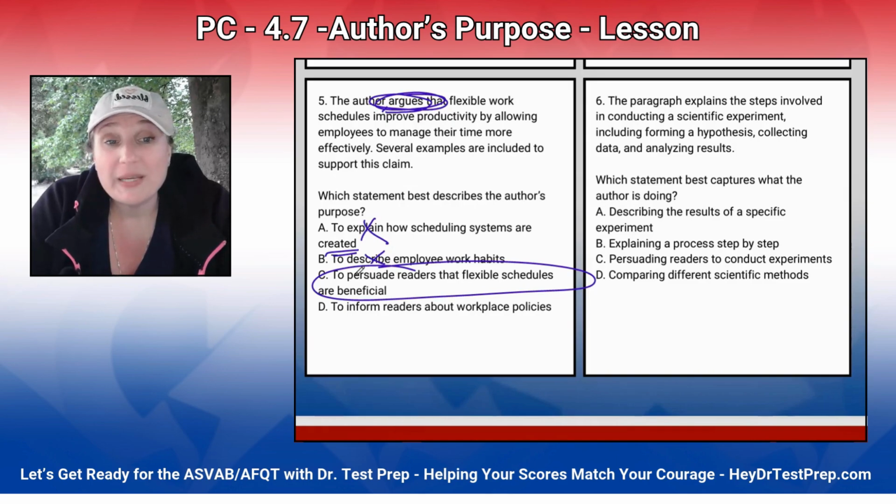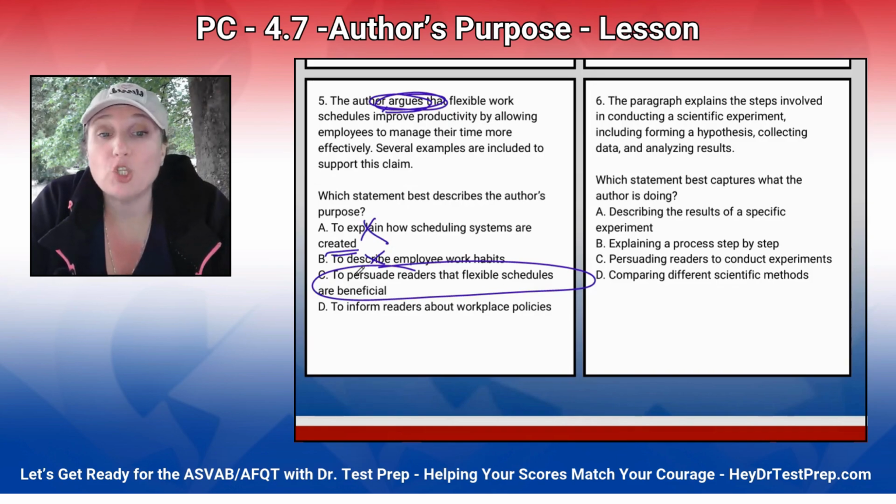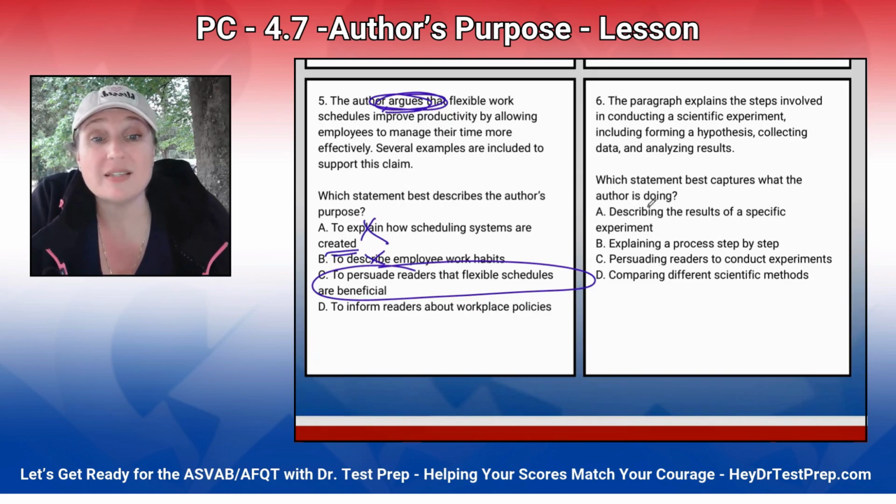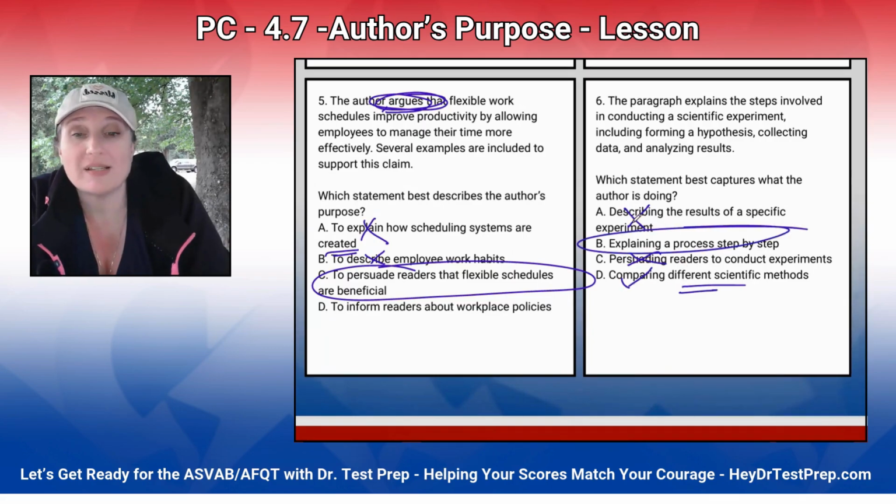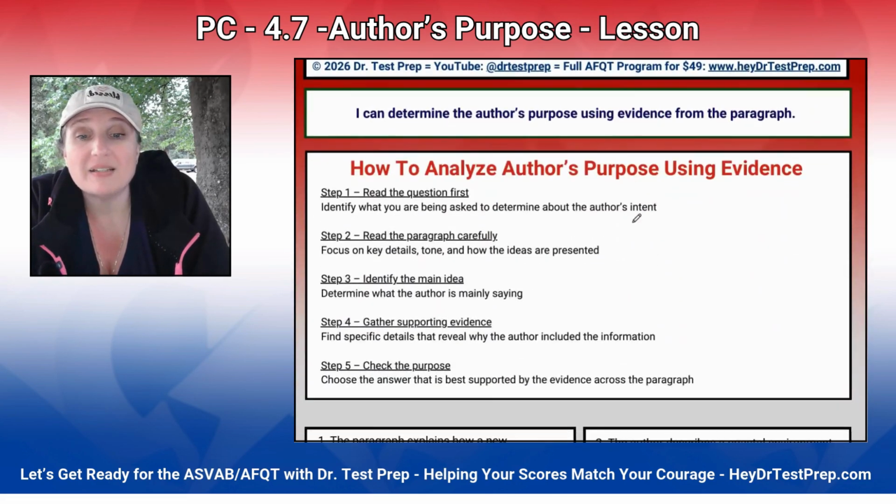The paragraph explains the steps involved in conducting a scientific experiment, including forming a hypothesis, collecting data, and analyzing results. Is it describing the results? No, that's only one piece. Is it explaining the process step by step? Potentially. Is it persuading readers? No, it's not arguing. And is it comparing methods? No, it's explaining the process step by step.